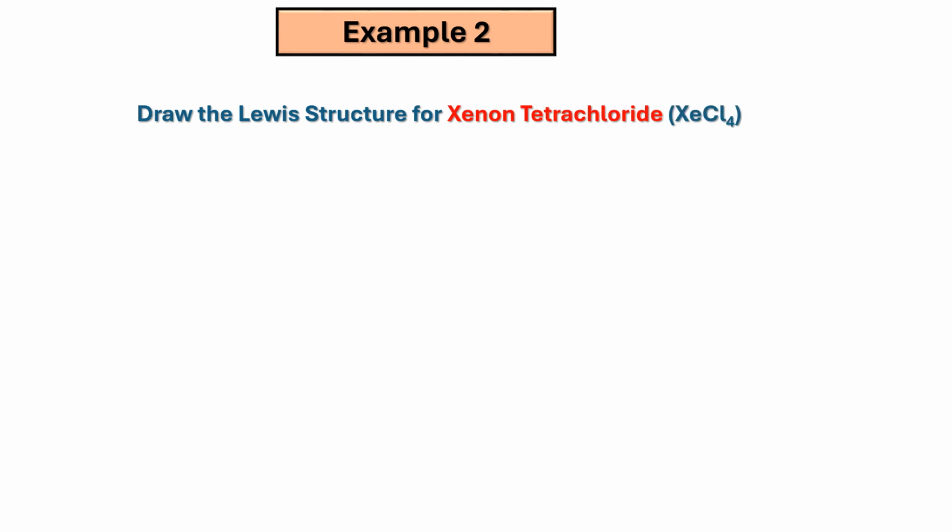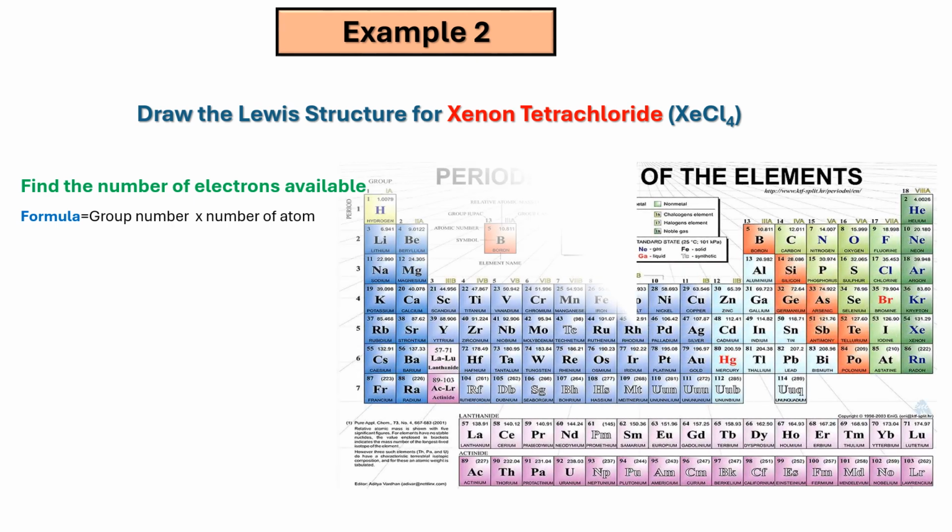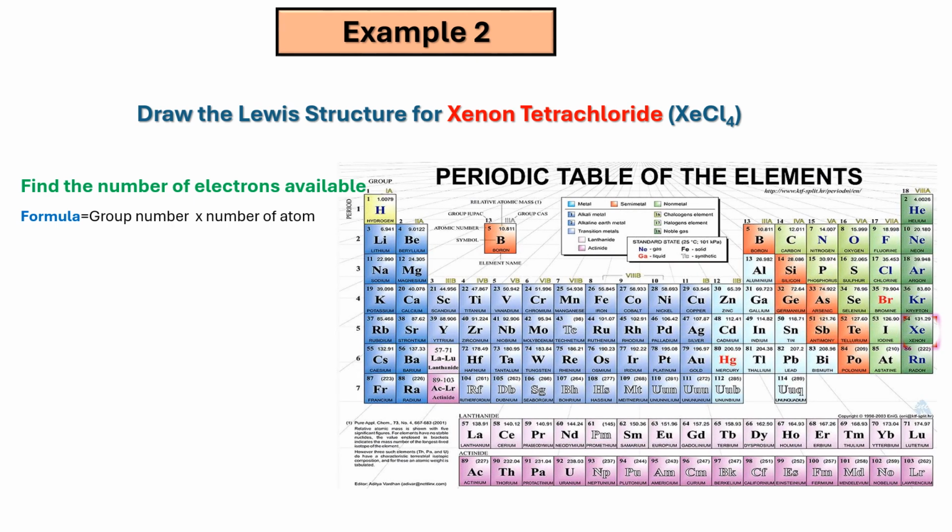Example number 2. Draw the Lewis structure for xenon tetrachloride. We need to find the number of electrons we have available. Bring up the periodic table. Xenon is in group 8A, so it provides 8 electrons. We have one xenon, so 8 times 1 gives us a total of 8 electrons for xenon.